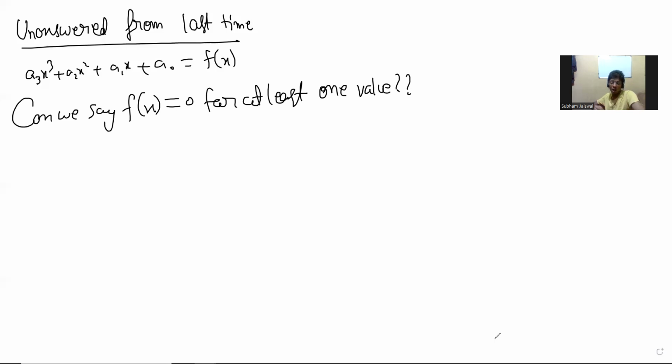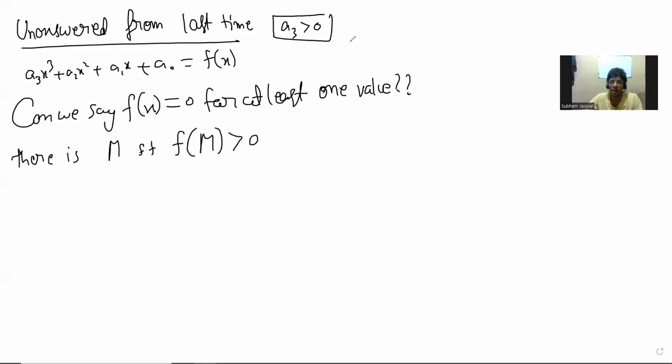Well, we do know that there is an x. Let's just say like this: there is an m such that f of m is greater than 0. Okay, by the way, let me just assume, and it's okay to assume, that a3 is positive. Also, I am assuming that a3 is not 0.